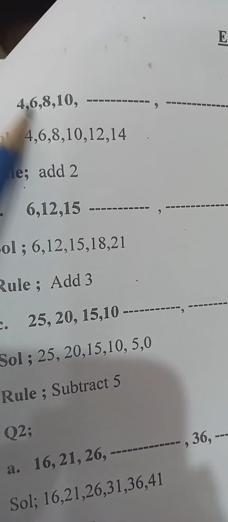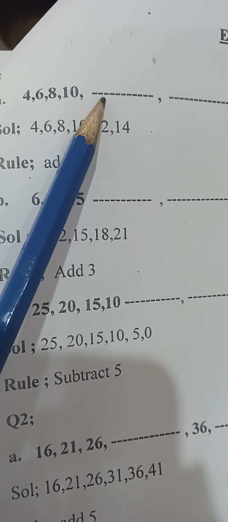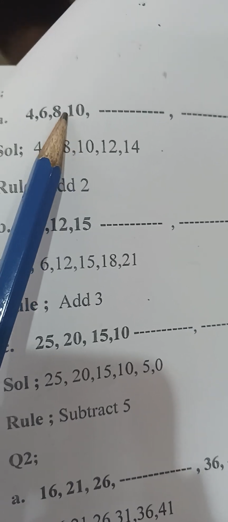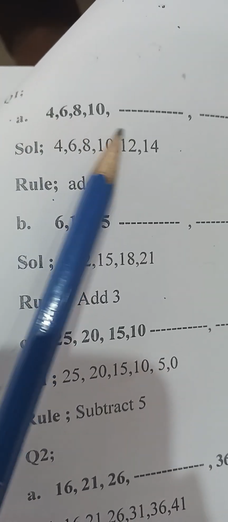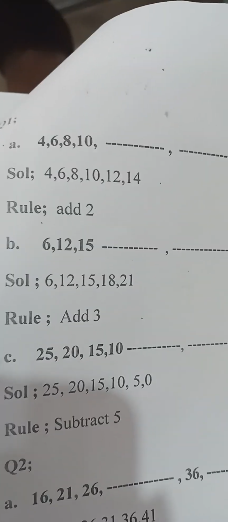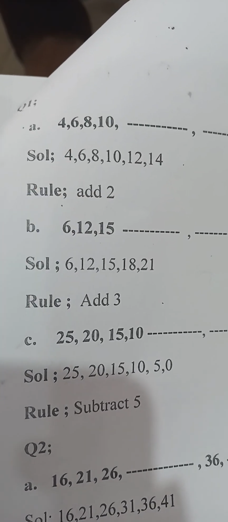So what will we get after 10? Add 2 in it, we get 12. Then again add 2 in this, we get 14. So try to understand the pattern which is followed in the given values. So our solution is 12 and 14. And what rule is applied here? That we add 2 in the values.